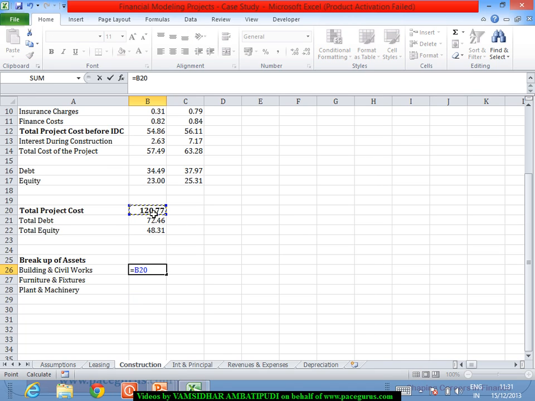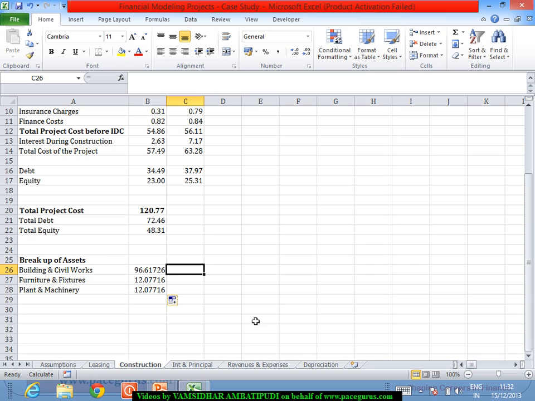I'll take my total project cost and multiply it with this. So my building and civil works is around 96.6 crores. The furniture and fixtures is worth somewhere around 12, and plant and machinery is somewhere around 12 crores. That is the total worth of the assets which have to be depreciated, because the usage of these assets comes only from the operations phase onwards. So I'll use these from the operations phase.